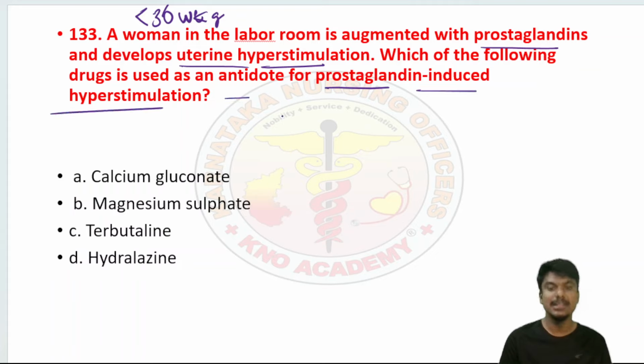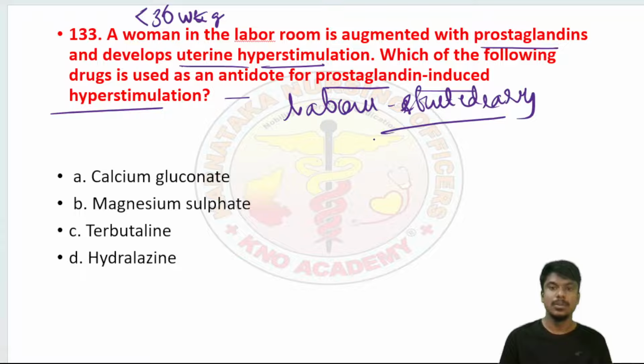Okay, here labor has started early. Preterm labor, because of prostaglandin. So to prevent that preterm labor, what are we going to use?